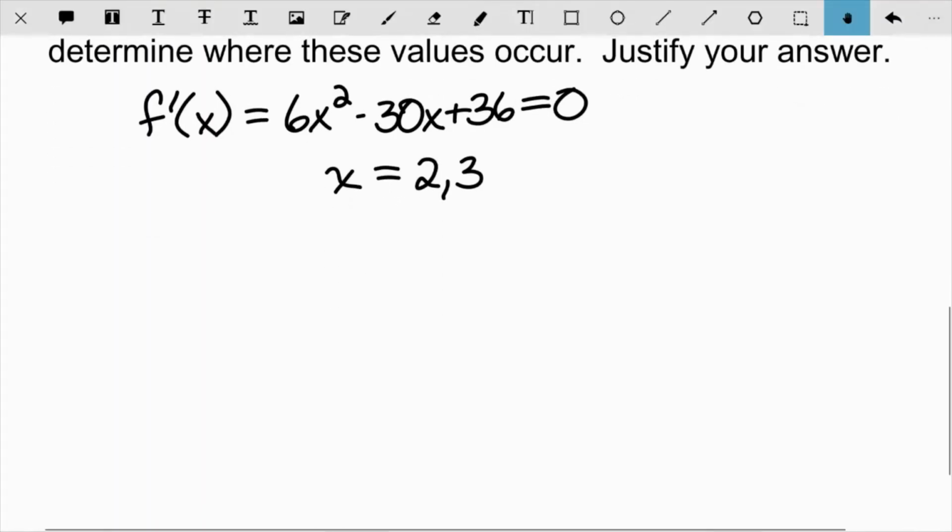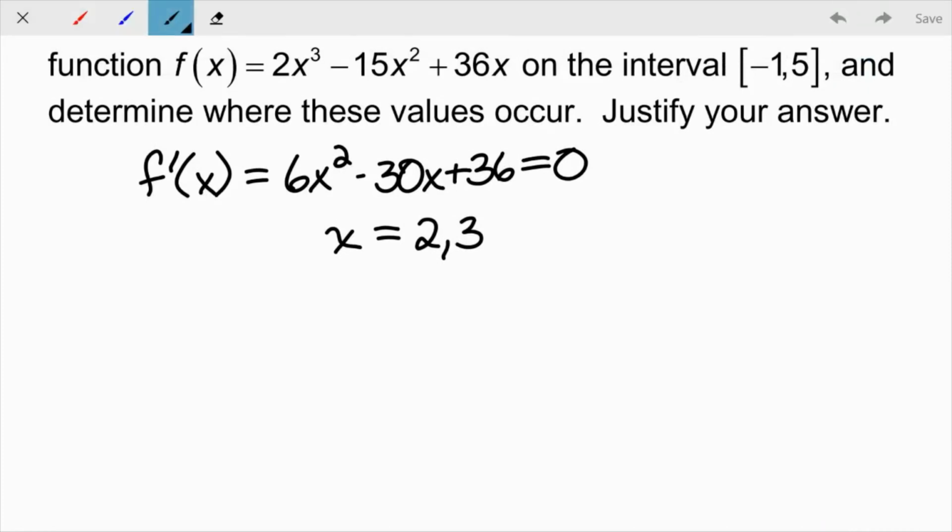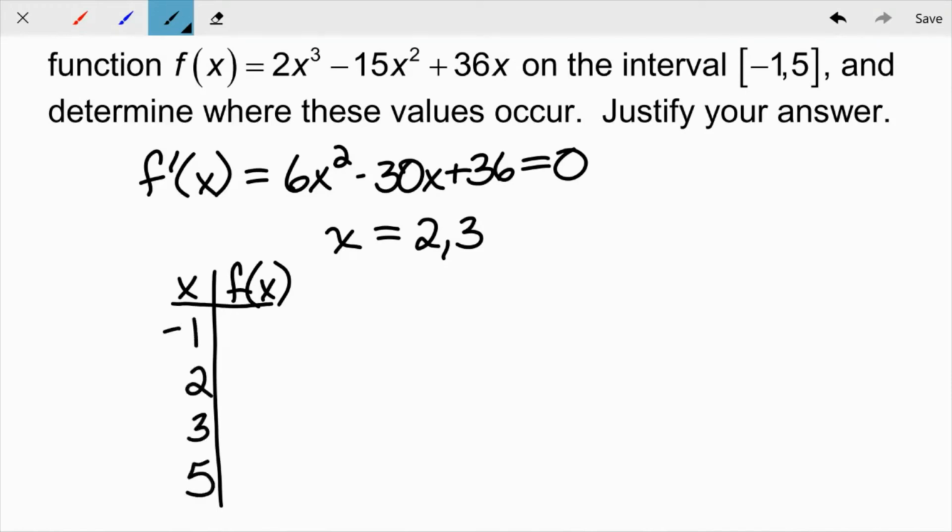Now remember, the only points that we have to consider in terms of absolute max and absolute min are our critical points and our endpoints. So I'm going to create a table of values here. And what I'm doing here is called the candidates test, because I have 4 candidates where the absolute max or the absolute min could occur. And those are all my critical points and endpoints. So -1, 2, 3, and 5. So -1 and 5 were the endpoints, 2 and 3 were the critical points.